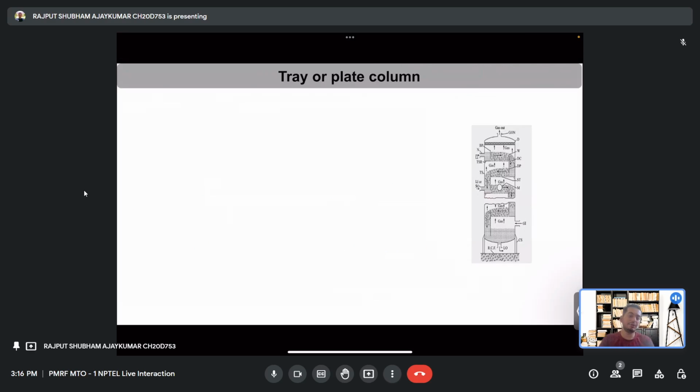So if you go through the lecture notes, we have gone through some of the concepts related to the tray towers and the types of tray towers, and along with that, you've also seen different trays like sieve tray, bubble cap tray, valve tray. Like here you can see, this is one sort of plate or tray column, like I mentioned. So this is a tray or plate column. So why is it called a tray or a plate column?